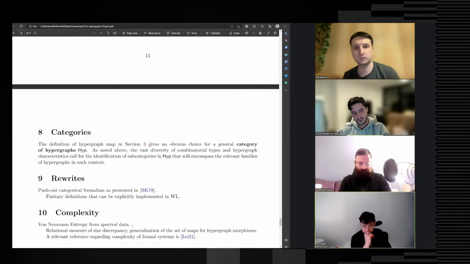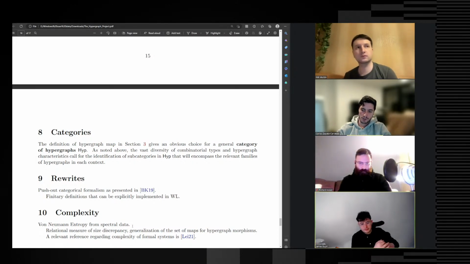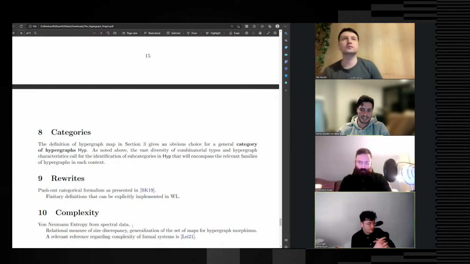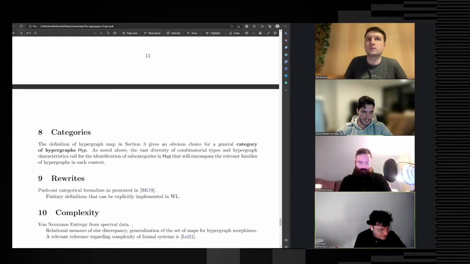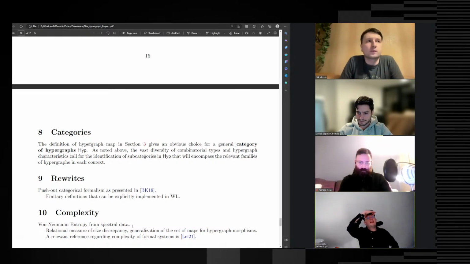But I do have a sense that if we are going to talk about a von Neumann entropy approach to the complexity of hypergraphs, we need to have a sense of what this higher order compositionality is doing. And so that's just context for the previous thing. That's very helpful, right?